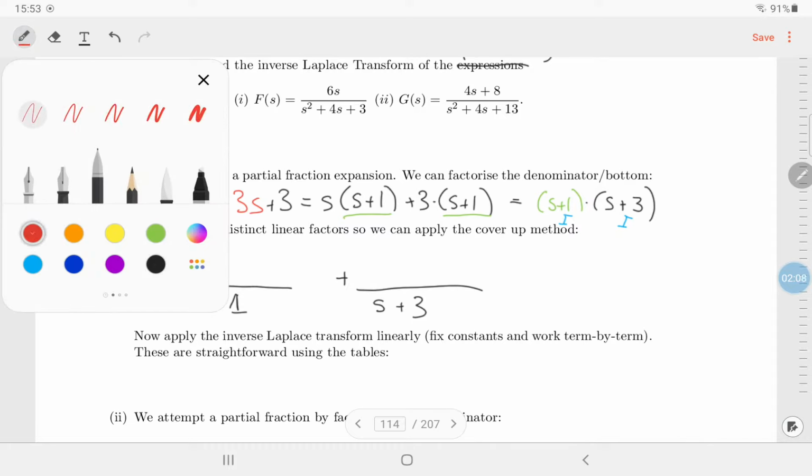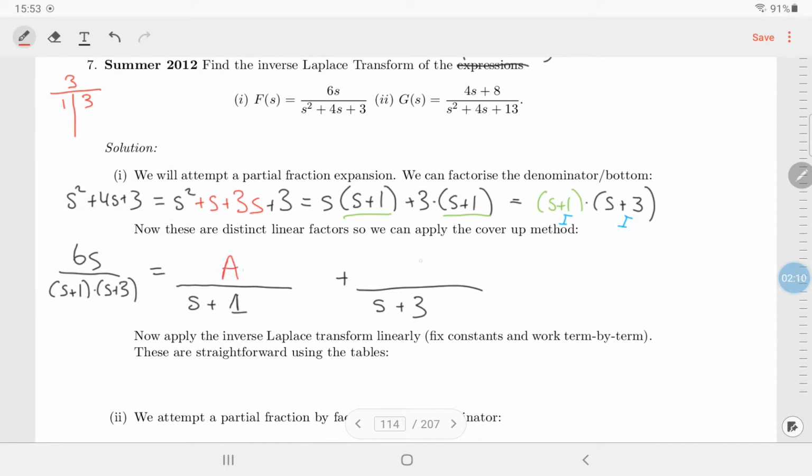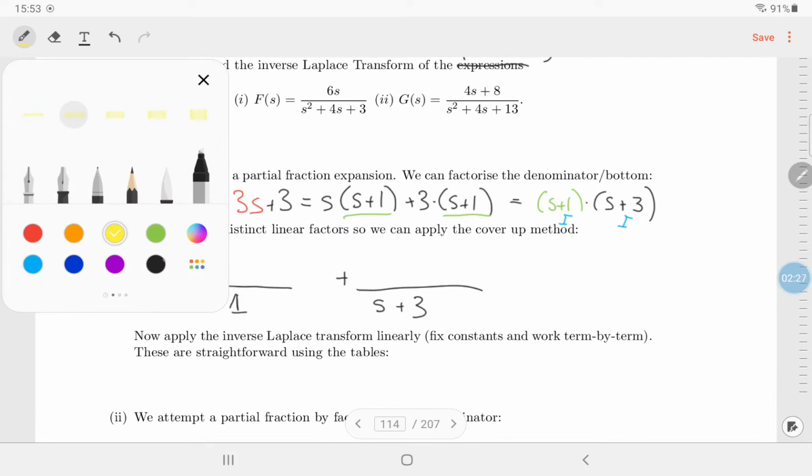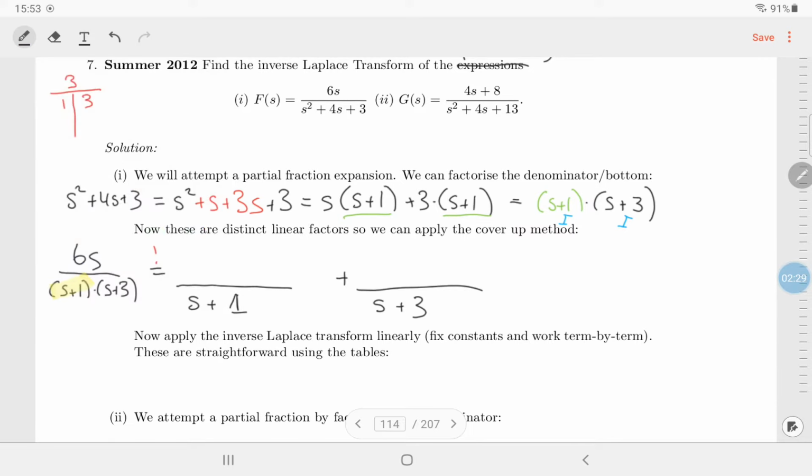I'll write them just for a moment and then get rid of them. So constant, constant, and then we can do this. The cover-up method gives us these constants very, very quickly. So for s plus 1, what you have to do is cover up s plus 1 and see everything that's left.